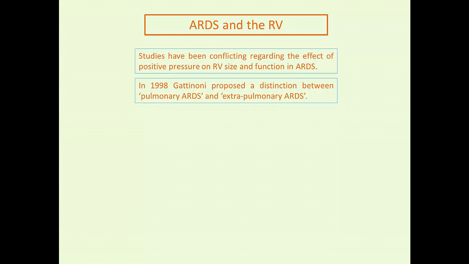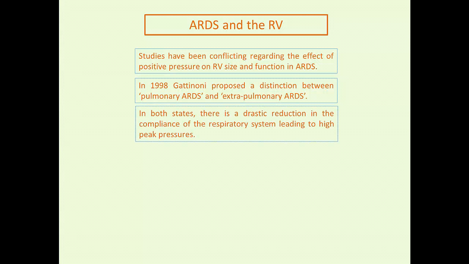Some of them showed that the RV dilates, some of them show the RV shrinks. So, how can we reconcile some of these differences? And I think that some of the physiology we've already talked about in chapters 3 and 4 can help explain some of these differing opinions. But first, I think it's important to understand this distinction that Luciano Gattinoni and colleagues proposed in the late 90s between pulmonary ARDS and extrapulmonary ARDS.